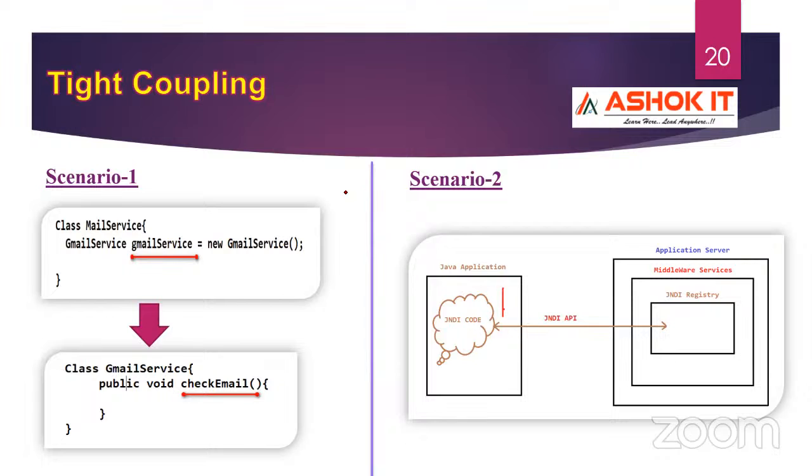So see, the point here is whenever you are creating one class object inside another class, then there is tight coupling between the Java objects. That is scenario one. And coming to scenario two: scenario two means collecting the object information from the JNDI registry of the application server. In such a scenario as well, we can say it is tight coupling.